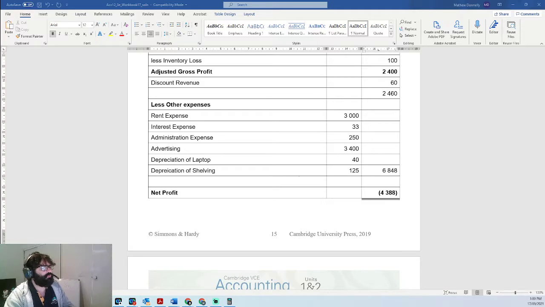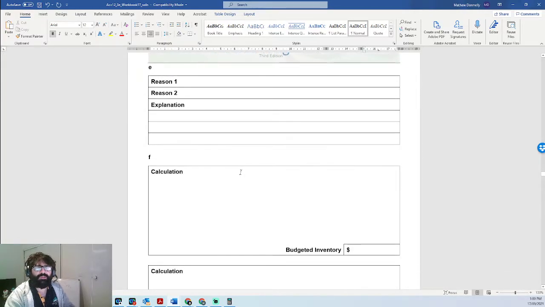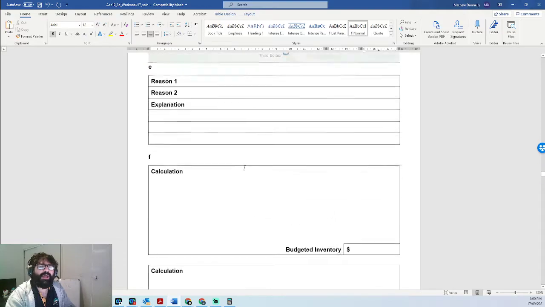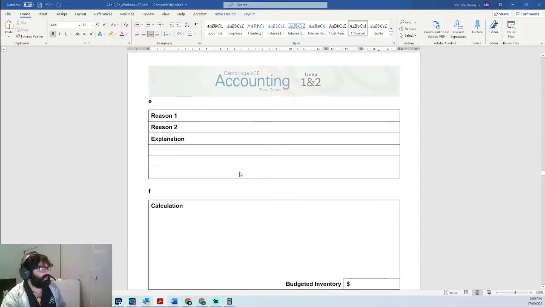Now we're going to do some quick theory. We need to explain why this has occurred. So E, identify 2 reasons why the business is expecting to suffer a net decrease in cash despite earning a net profit.